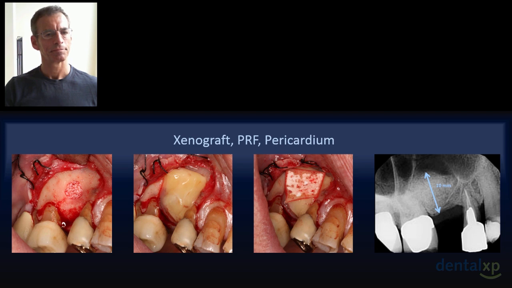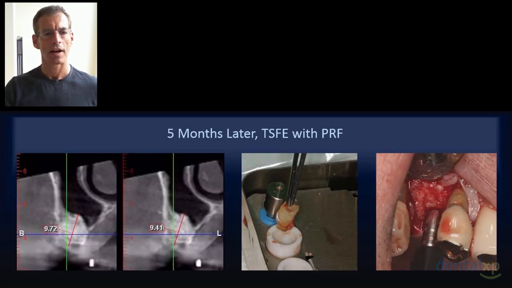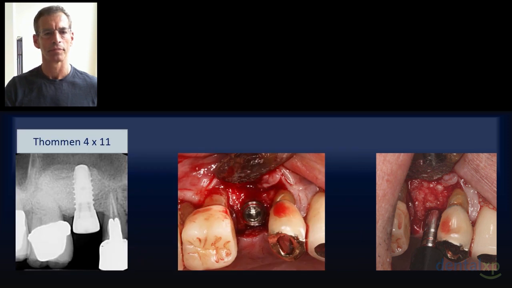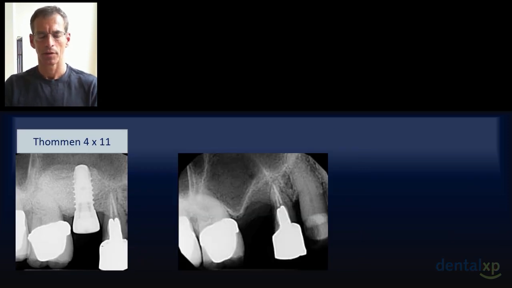My elevated membrane. I introduce my xenograft, cover my window with platelet-rich fibrin and pericardium, and achieve a precise 10 millimeter elevation at my single site. 5 months later, I can do transcrestal elevation, gain an additional 2 millimeters with platelet-rich fibrin, and place a 4 by 11 millimeter Tomin implant, and where we started.